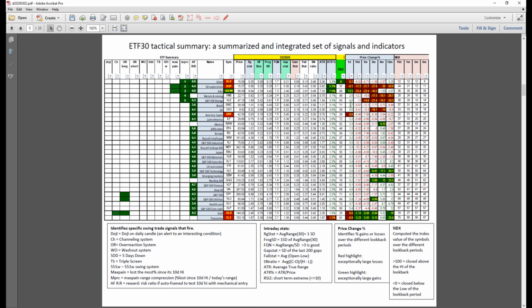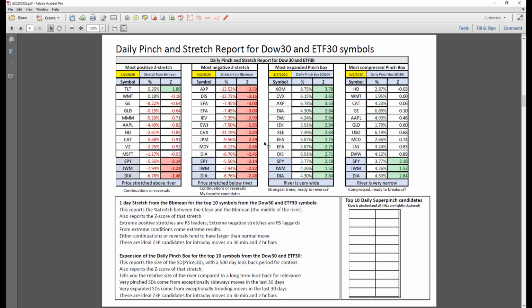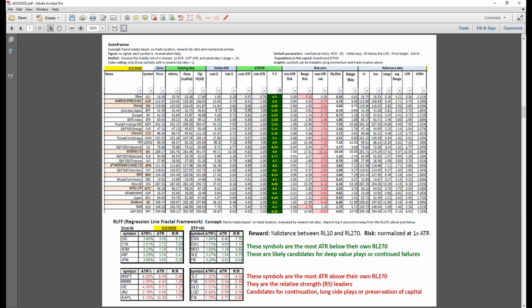So how much more do you need than the safety but volatility of the Dow? Holy smokes. Notice all the massive Z-score adverse moves. Even the best ones, the positive Z-stretches, are all in the bottom half of the river. So that should tell you something. And then all of the auto framers were giving you some massive reward to risks to the 10-day high.